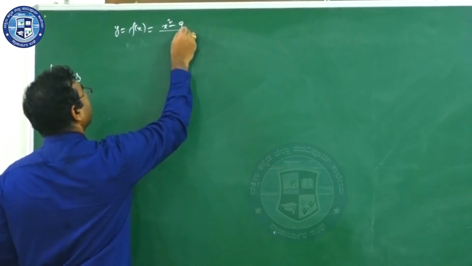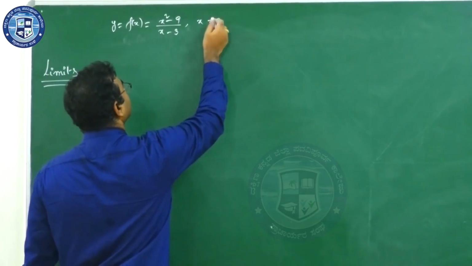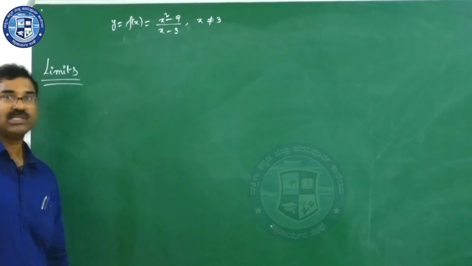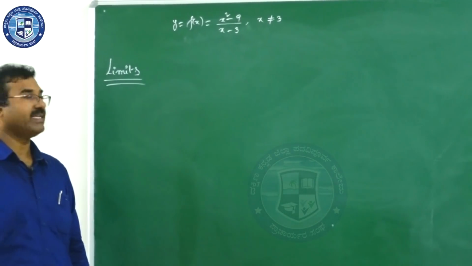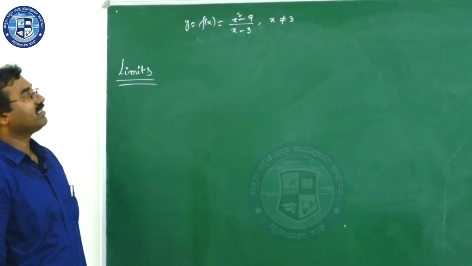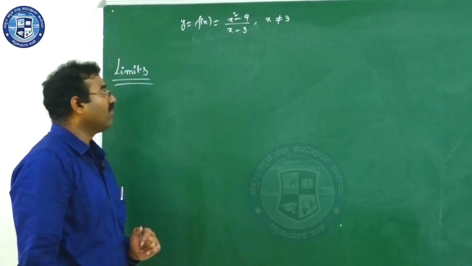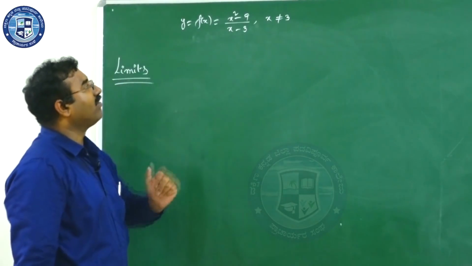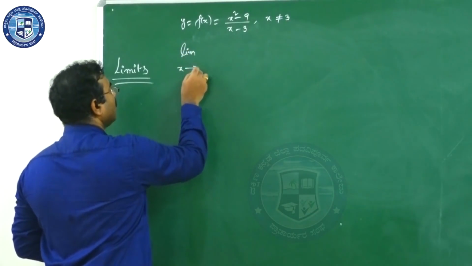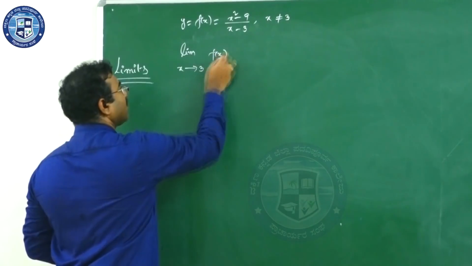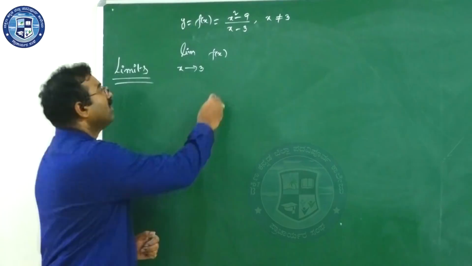x square minus 9 by x minus 3, x not equal to 3. So this is the function I am taking. y is equal to f(x) is equal to (x square minus 9) divided by (x minus 3) when x is not equal to 3. They have given it like this. Now I need to find the limit as x tends to 3 of f(x), right?